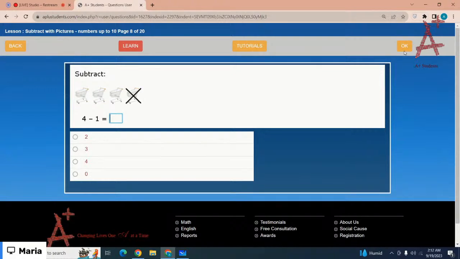Okay, subtract. How many trolleys do we have? We have 4 trolleys, right? One of them is crossed. So how many trolleys are we left with? Yes, just one. Sorry, one of them is crossed. So you are left with, very good, you are left with 3 trolleys, right? The correct option is 3.